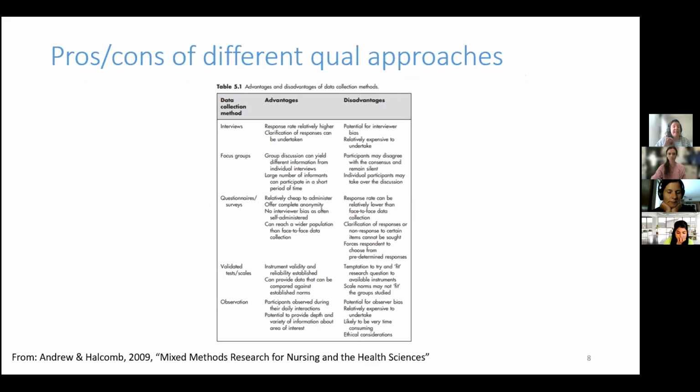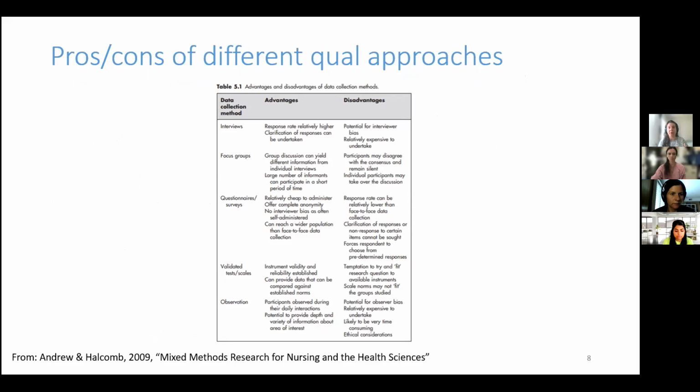I really liked this table from this book by Andrew and Halcombe that shows pros and cons of different data collection methods within qualitative research. Just a few examples, not comprehensive at all. But looking at those first 2 rows, especially about interviews and focus groups, I'm not going to read through this chart. It's here for you in the slides.